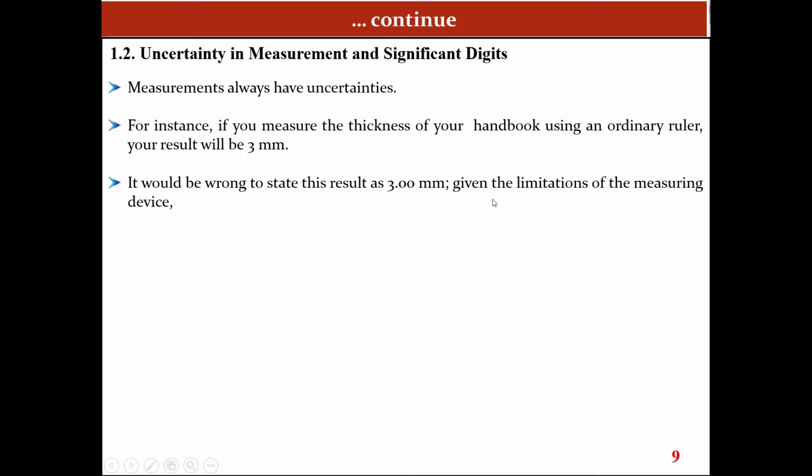Because of the limitation of this ordinary device, this doesn't mean that there are no other instruments that measure precisely. Now you can't tell whether the actual thickness is 3.00 millimeter or 2.85 millimeter or 3.11 millimeter with this ordinary ruler, because this ordinary ruler has only 1 millimeter. So the minimum measuring value we get from this ordinary ruler is 1 millimeter. So we don't get 0.11 or 0.01 or 0.1.